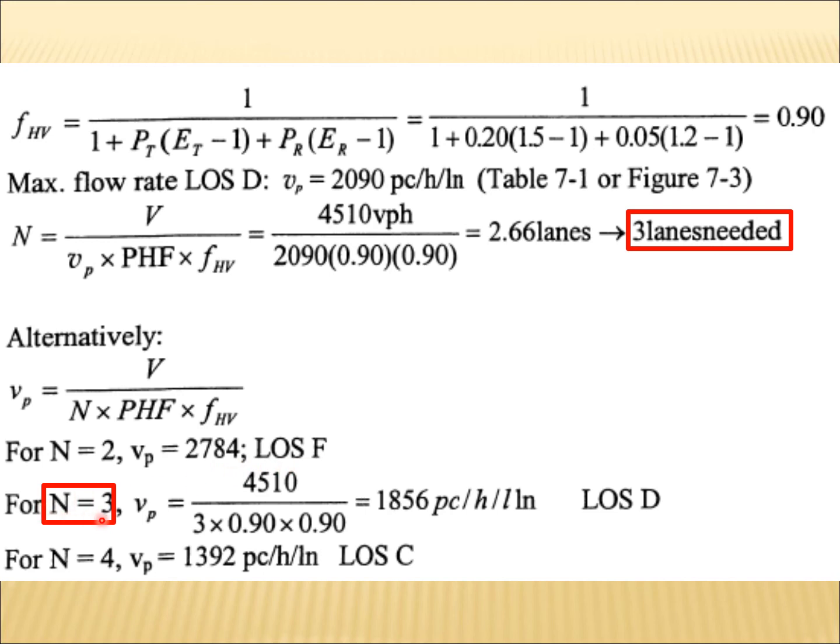For n equal to 3, if you just plug in the values, V sub P is coming 1856 passenger cars per hour per lane, and the level of service is D. And for n equal to 4, V sub P is coming 1392 passenger cars per hour per lane, and the level of service is C. So obviously in this question the design is to be done corresponding to level of service D, so n, the number of lanes needed, is equal to 3.